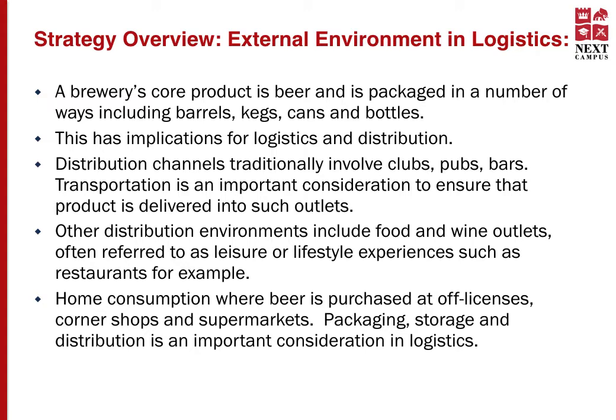External environment in logistics. A brewery's core product is beer, and it's packaged in a number of ways, including barrels, kegs, cans, and bottles. This has implications for logistics and distribution. Distribution channels traditionally involve clubs, pubs, bars. Transportation is an important consideration to ensure that product is delivered into such outlets.